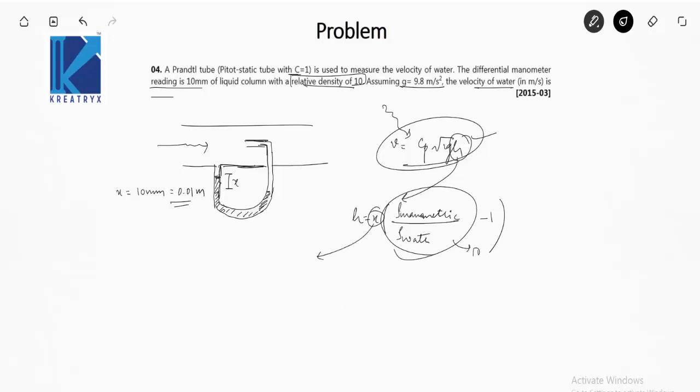This is given as 0.01 meter, so putting the values, h will be 0.09. Okay, put the h here, velocity will be 1.328 meter per second. Okay, so this formula you can get by applying Bernoulli's equation between this point and this point, this 1 and 2. Okay, next question.